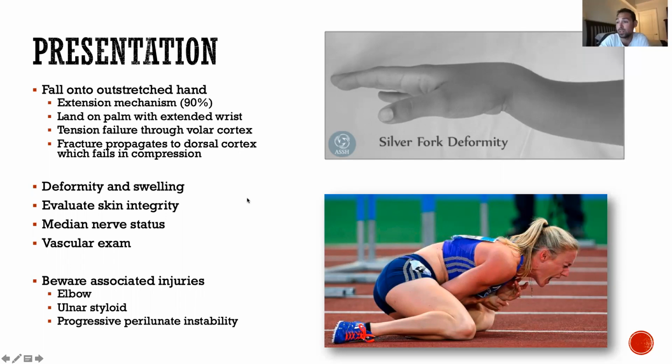Another thing to always look at is you got to look at the skin, and you got to look at the neurovascular status. So open fractures obviously portend a different type of management with antibiotics and operative debridement. And so you have to check this out and be very thorough.